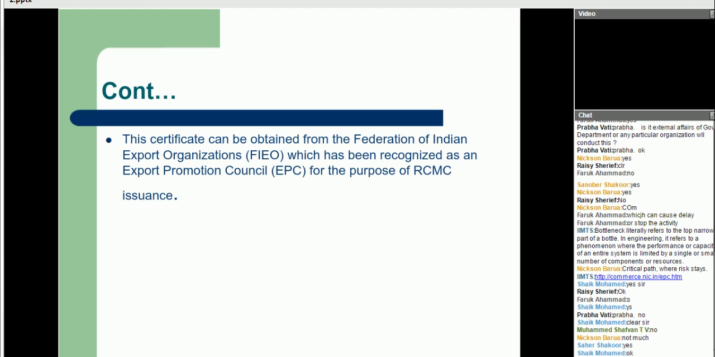This certificate can be obtained from the Federation of Indian Export Organization, which has been recognized as an export promotion council for the purpose of RCMC issuance. So each exporter has to get this certificate from the Federation of Indian Export Organization.